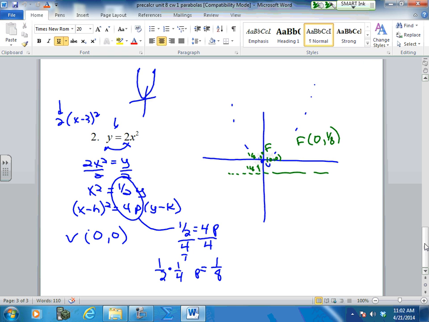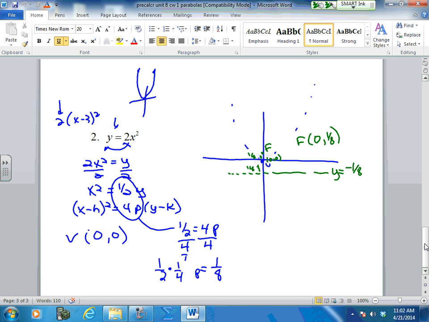I only moved 1/8 up. It has to be 1/8 up, 1/8 down. My directrix line, is this going to be an x equal or a y equals? Y equals, therefore I want the y value. When I drop down 1/8, what's my y going to be? -1/8. So I know my focus, I know my directrix.